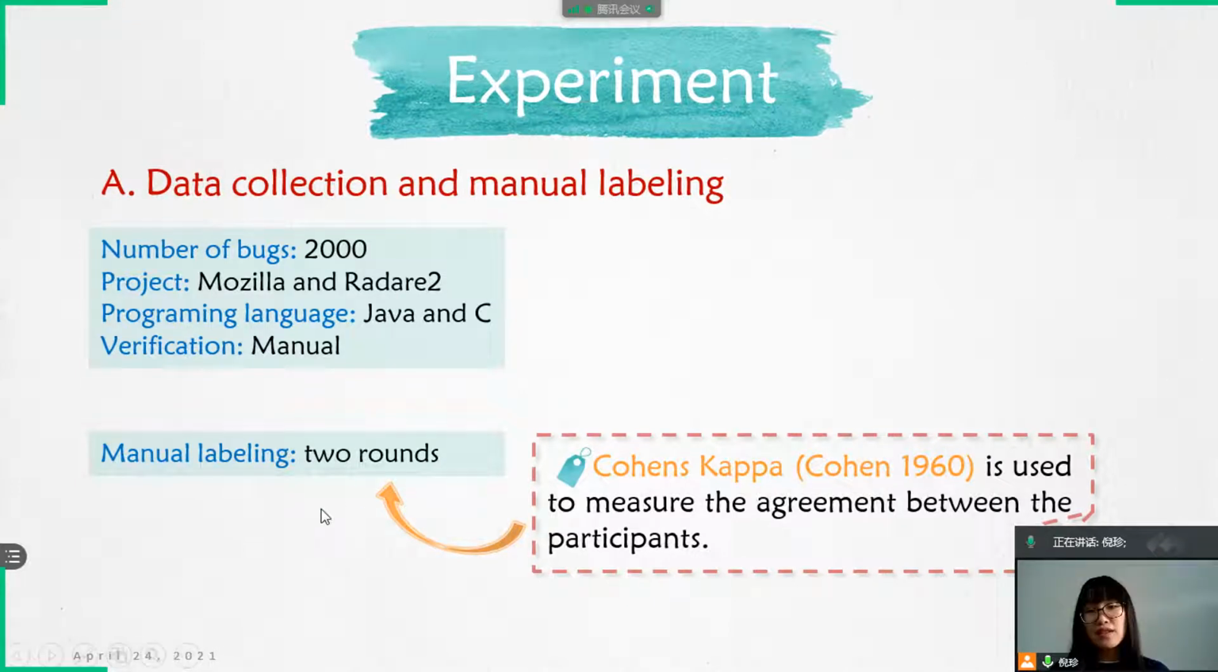The statistics of the dataset are briefly illustrated here. During the 2-round manual labeling, we introduced the Cohen's kappa for the labeling results to measure the agreement between the participants.